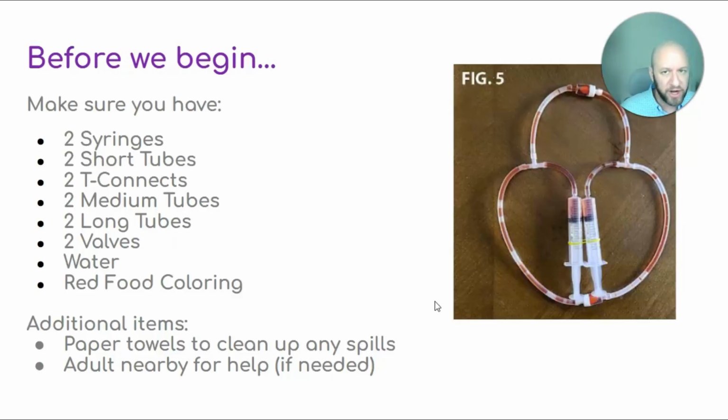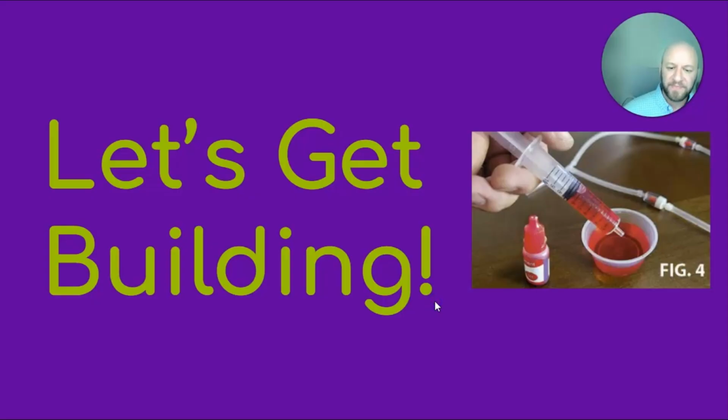Some additional things that are in your kit that you may want to have handy when we start building are paper towels to clean up any spills or to lay down and build on top of, just in case we drip any food coloring. We don't want that to mess up mom and dad's table or our teacher's table. Also, you may want to have an adult nearby for help, just in case. Okay, let's get building.